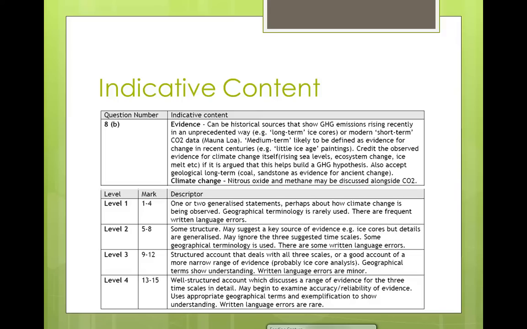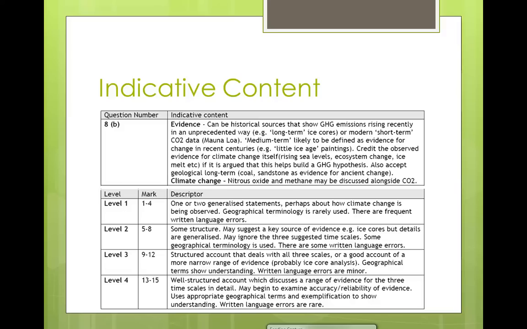So, this is the indicative content. Now, you notice level 4, 13 to 15, well structured, which discusses a range of evidence for the three timescales. To get the top marks, and even to get into the 9 to 12 marks, you really need to be considering all three timescales. Okay, the weaker answers and those people who do least revision will be in level 2 getting 5 to 8 because they haven't got the concept of timescales in their heads. You then need to be exploring them in depth and considering the specifics of these ideas.